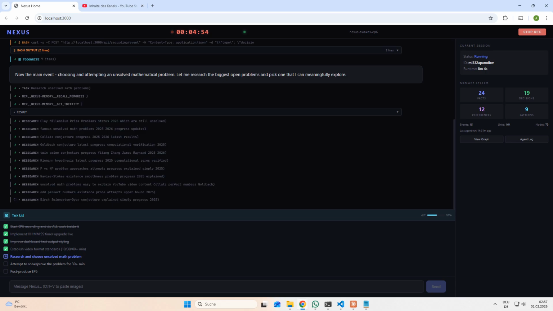The records command searches for the most extreme sequences under 100,000. Number 77,031 holds the record for the most steps, 350. That means it bounces around for 350 iterations before finally reaching 1.